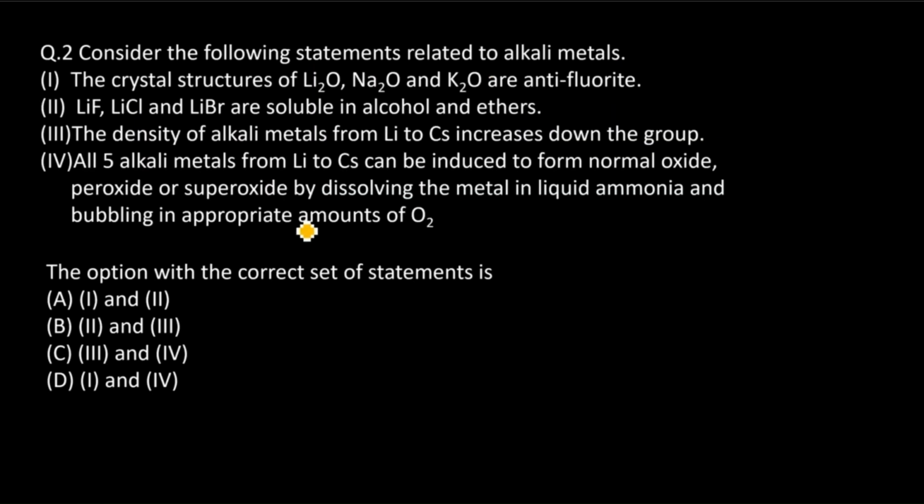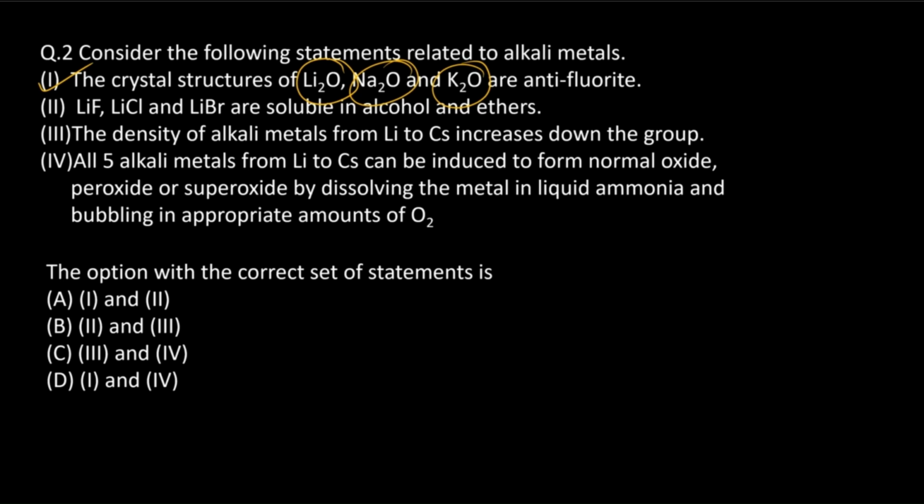Moving on to the next question. Consider the following statements related to alkali metals. The crystal structures of Li2O, Na2O and K2O are anti-fluorite. Okay, so in the anti-fluorite structure, the positions of cations and anions are just reversed relative to the fluorite one, right? So in these examples, lithium, sodium and potassium oxide, the oxides occupy the FCC positions where the cations occupy the tetrahedral holes, right? Tetrahedral voids or holes, which is the correct statement. So 1 is the correct statement.